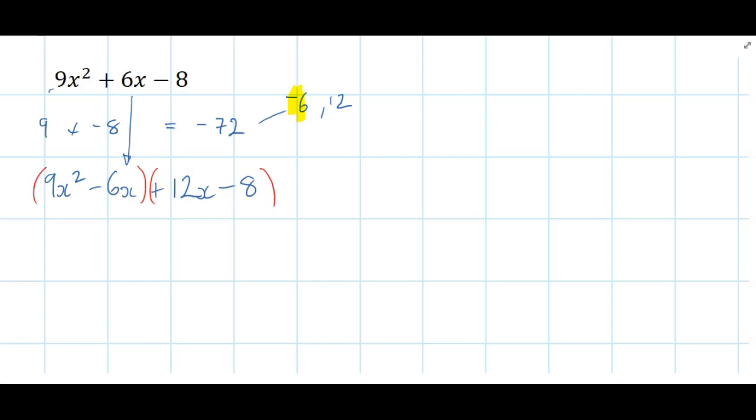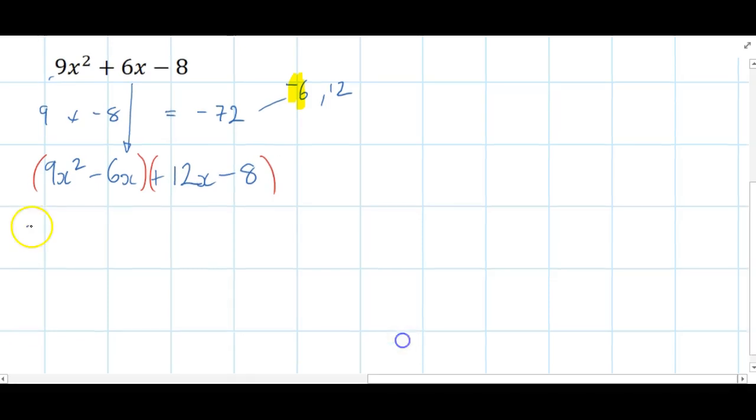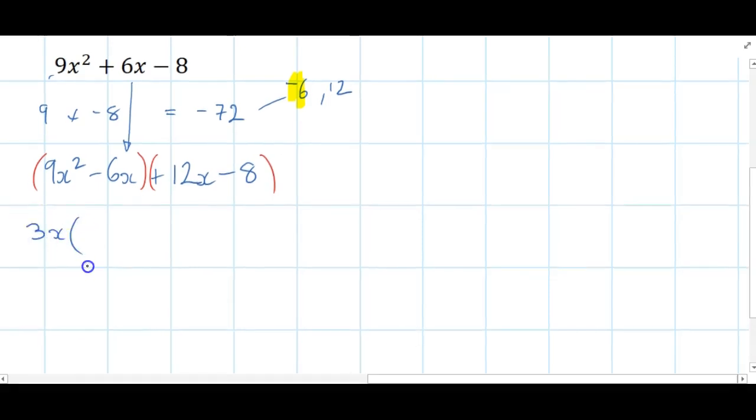In the first term, the highest common factor is 3x. 9x squared divided by 3x is 3x. Negative 6x divided by 3x is negative 2, in brackets. Now in the second bracket, what we can take out of 12 and negative 8 is positive 4, and that leaves us with 3x. Negative 8 divided by positive 4 is negative 2.